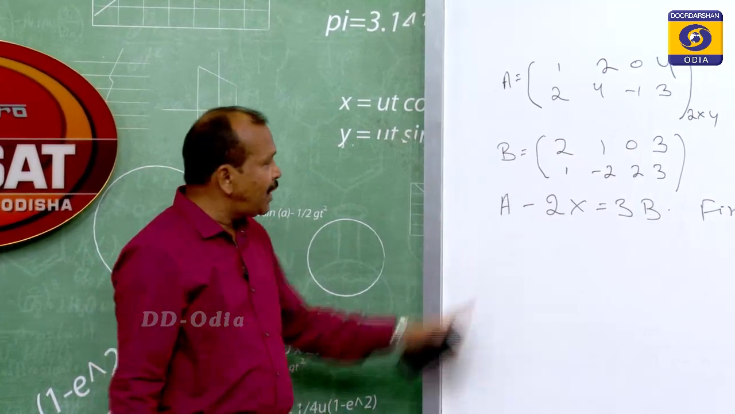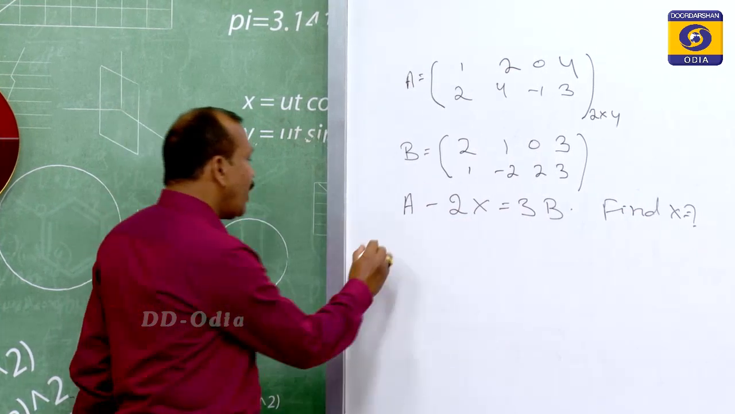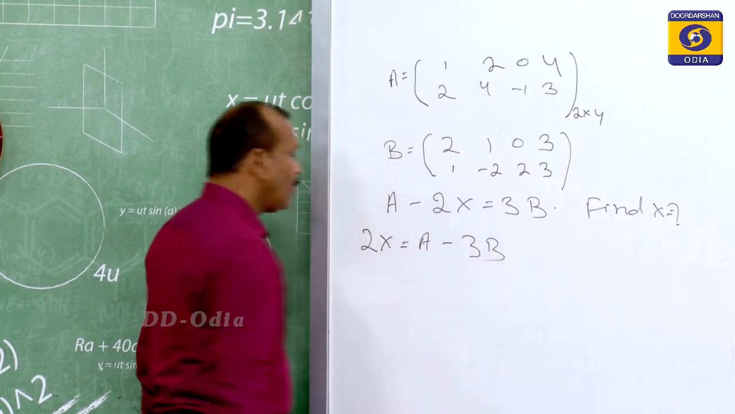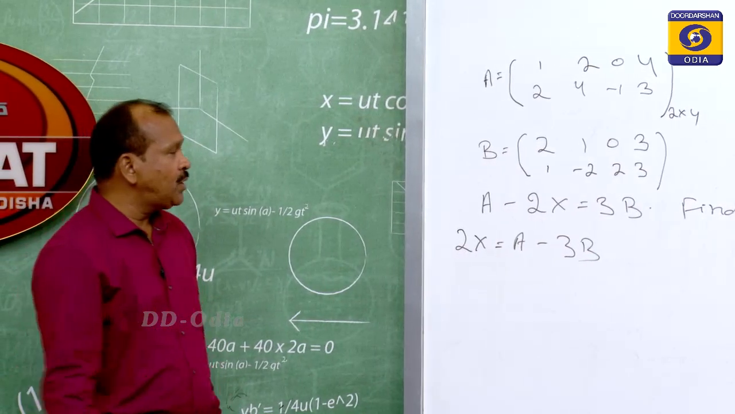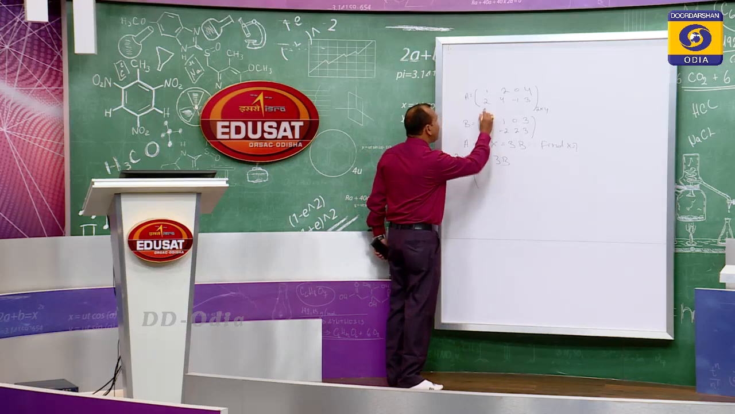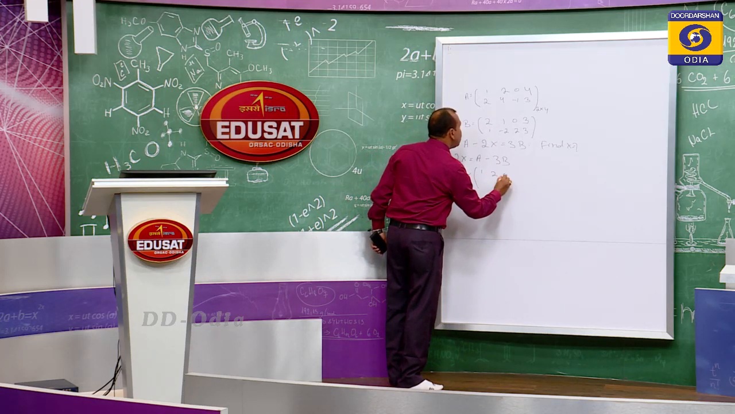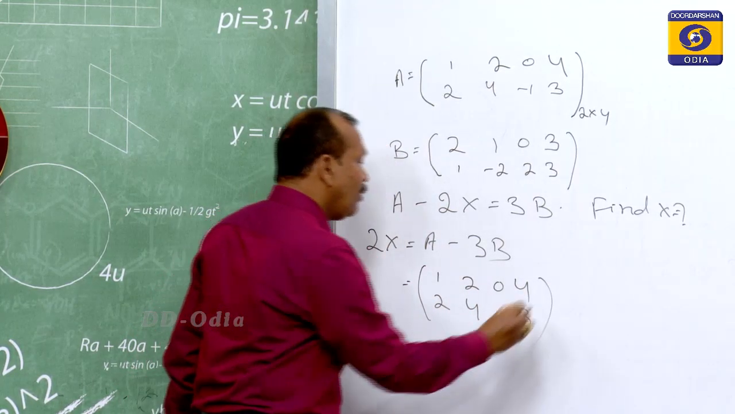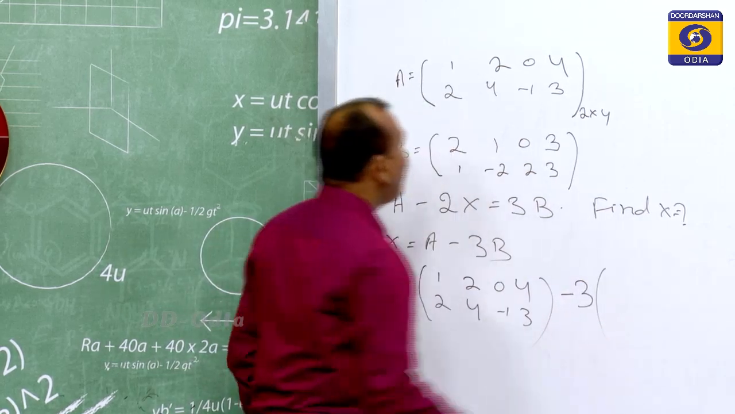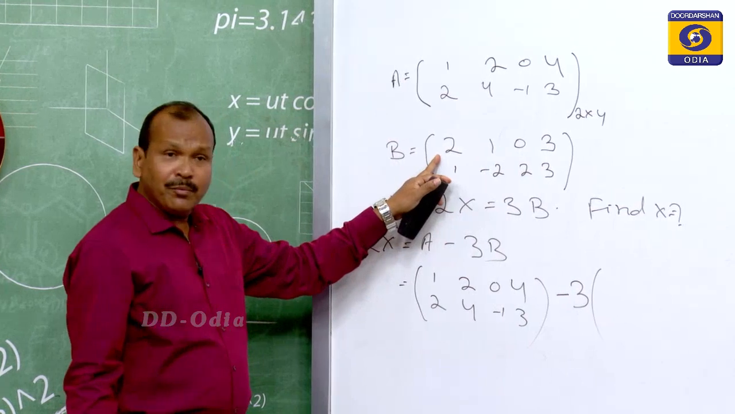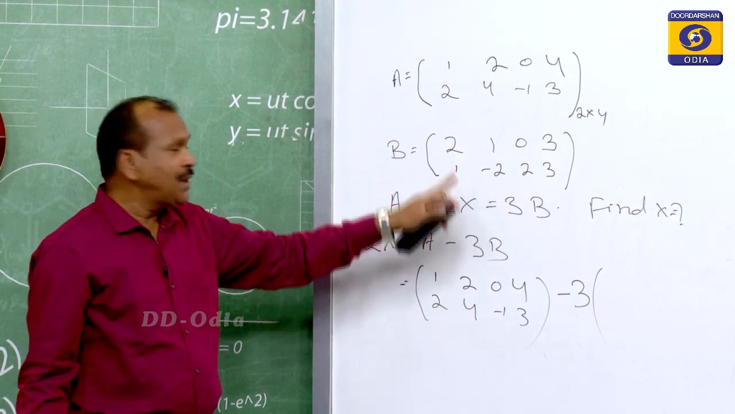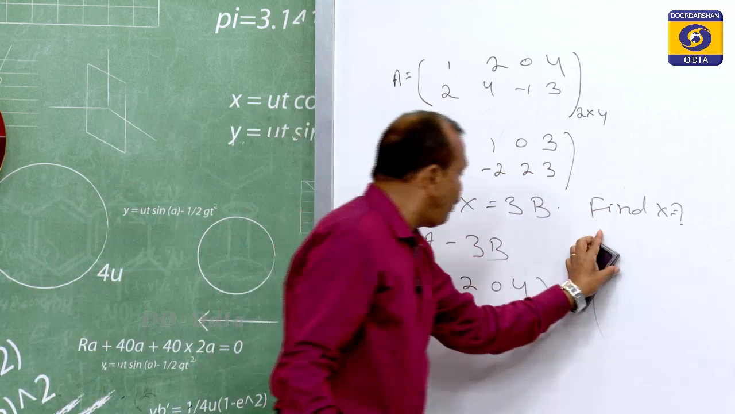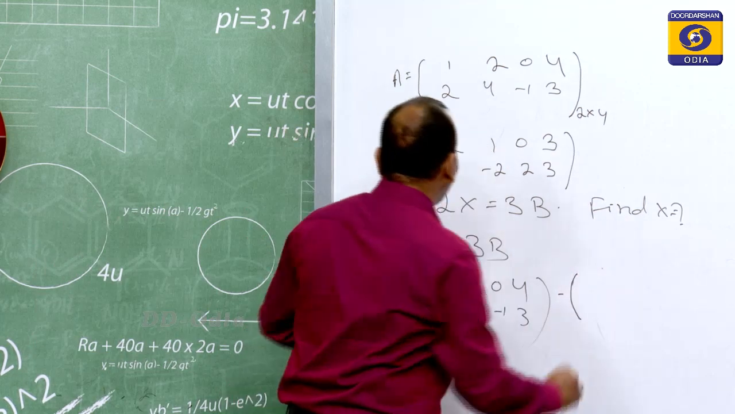So how to find it? A minus 2x is equal to 3B, so 2x is equal to A minus 3B. A is the matrix 1, 2, 0, 4, 2, 4, minus 1, 3, minus 3 times the B matrix. 3 is a scalar and 3 is multiplied in the matrix B. That means 3 is multiplied in each element.